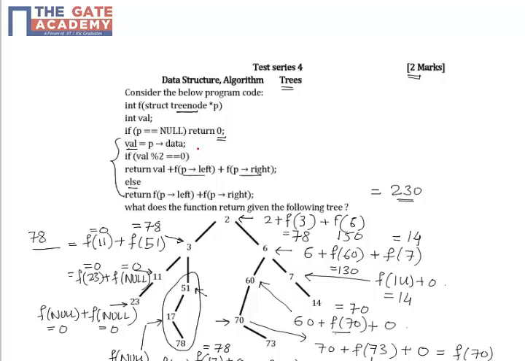Okay, and from the question also you can see that when my number is even, I am returning the value plus the recursive call to the left subtree and the recursive call to the right subtree. And when my number is odd, I am just returning the sum of the recursive call to the left subtree and the recursive call to the right subtree. So from this much code, you can see that it is returning the sum of the even nodes. When I say even nodes, I mean the nodes which have even keys, the numbers which are there in the node are even. Okay, so the solution to this question is 230.